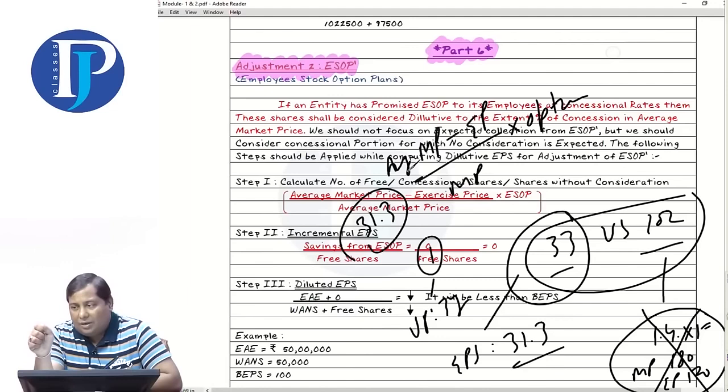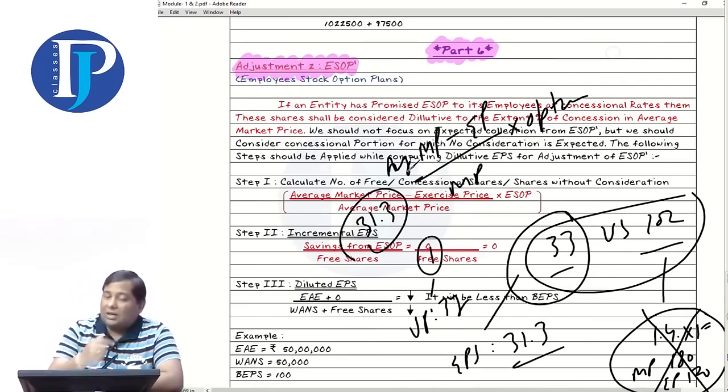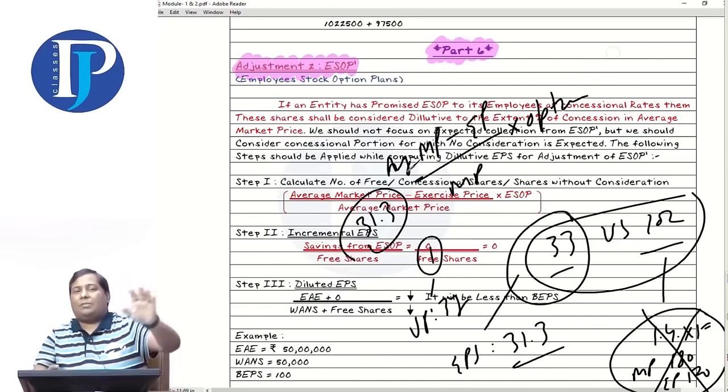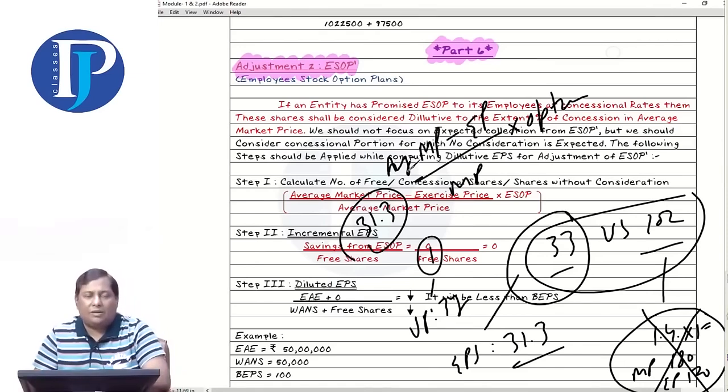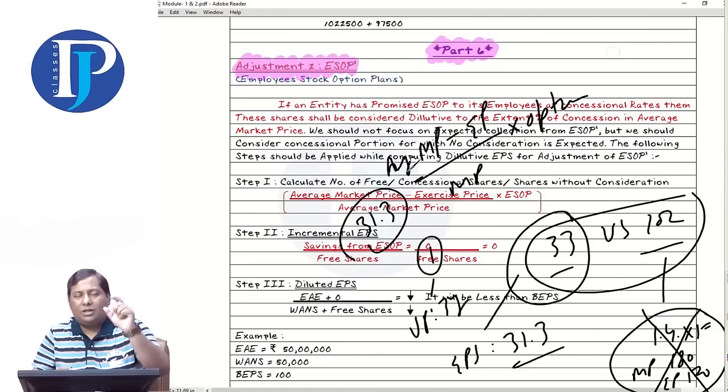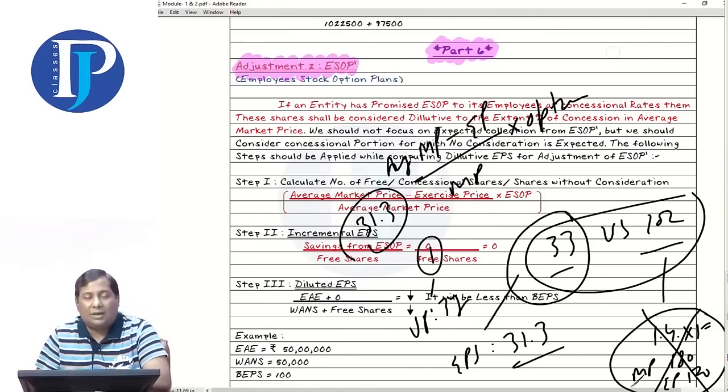Grant date fair value and excess price gets locked in at 102. Right, students? But in Ind AS 33, on 31st March every year, for free shares you have to calculate based on the average market price. The average market price for the first year is 190, for the next year is 170, and for the next year is 220. Free shares will be calculated based on the average market price during the period, different for each year. You keep this in mind.